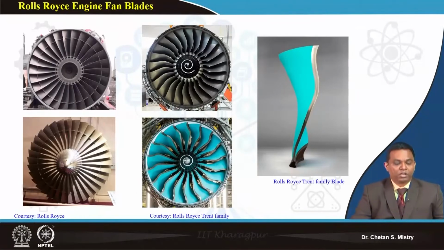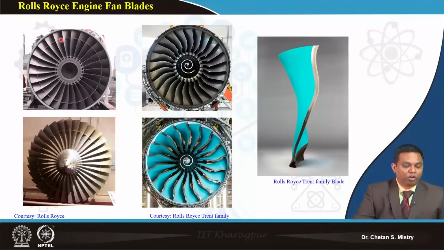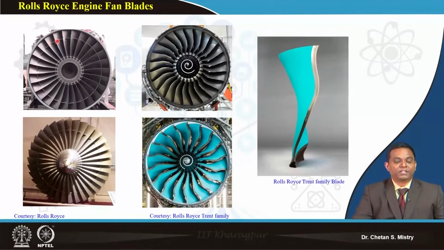Now if you look here, these are the big size fans being used for turbofan engines. These fans are from Rolls-Royce engines. If you look at this fan, all the blades are connected to the fan. This fan has a special application. This is a taller blade, and we can understand that this blade has been fixed on the hub and is acting like a cantilever beam.